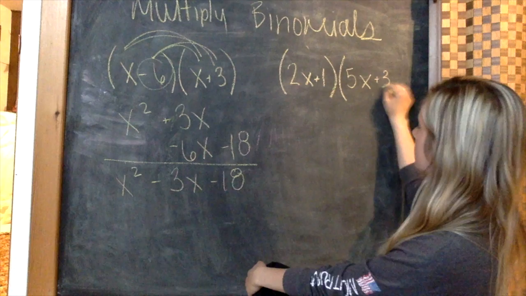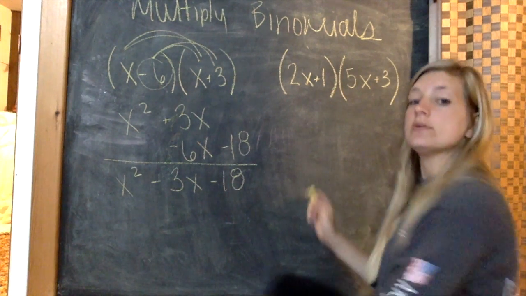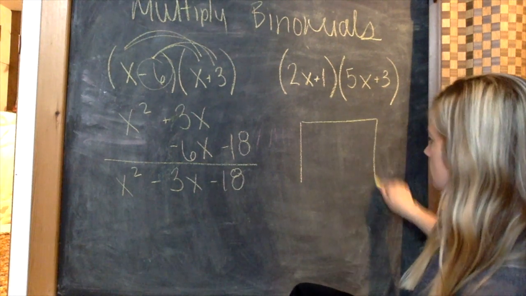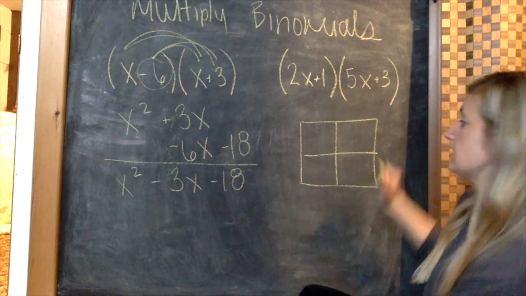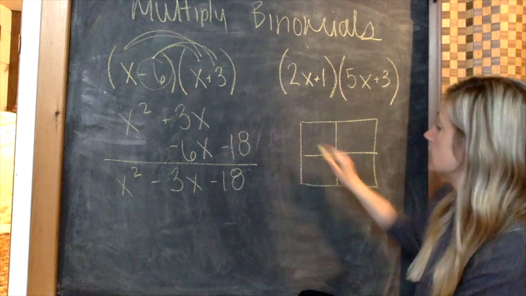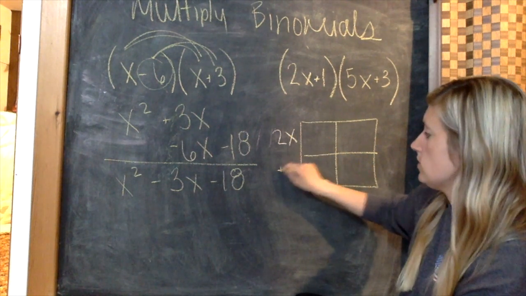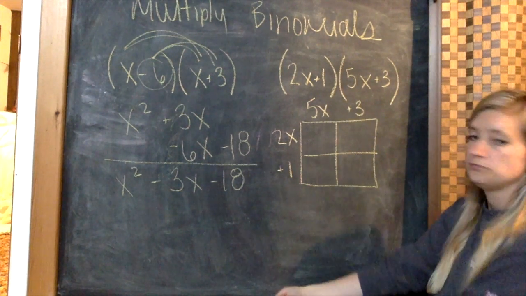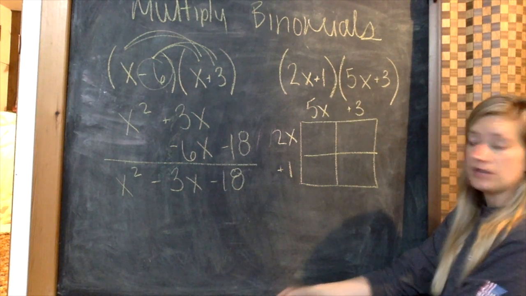5x plus 3. All right, so for this one, I will do the box since I did the step on the last one. Okay, it's nothing fancy, guys. It's just simply a 4-square box. So I have 2x plus 1, and then I have 5x plus 3. And so now I start multiplying everything together.